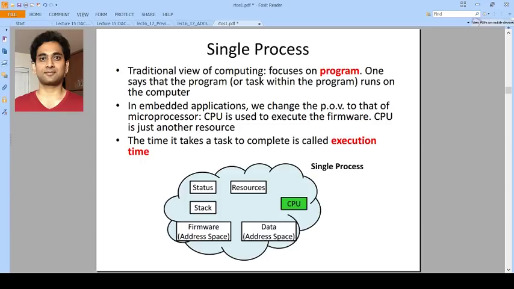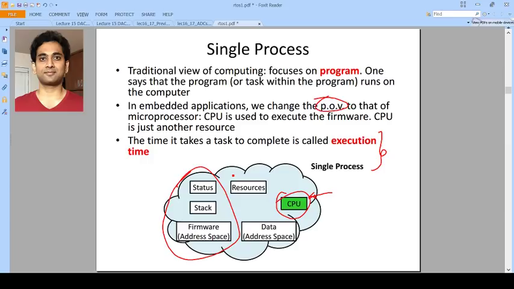Now, the traditional view of computing focuses on the program, as opposed to the point of view that we, as embedded applications designers, take. We like to take a more processor-centric view, a processor-centered approach. CPU is a very valuable resource, and we want to quantify everything in terms of CPU downtime or CPU busy time. So let's define a quantity here. Here are again some of the resources associated with the process, and the CPU, the one shown in green, makes itself available to the process or task here.